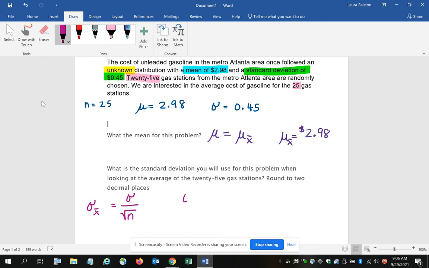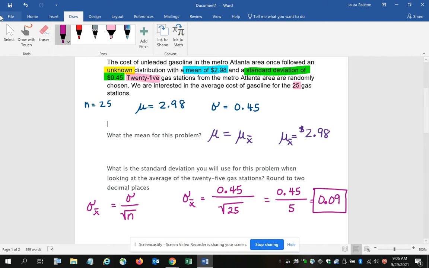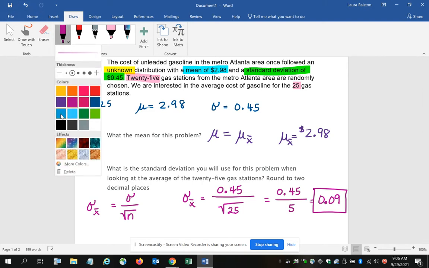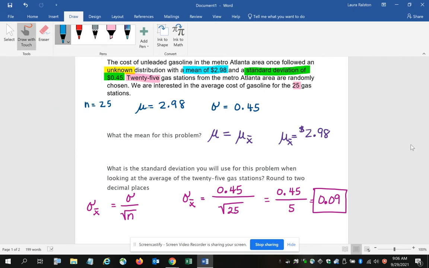So in this case, the standard deviation of the sampling distribution would be the original sample standard deviation, which is 45 cents, divided by the square root of our sample size, which is 25. So we have 0.45 divided by 5, which is 0.09. This is the value for the standard deviation that I need to use whenever I begin to calculate my problems. So let's get into how to do that, and we are going to be using Minitab, so I'll have to be toggling back and forth.